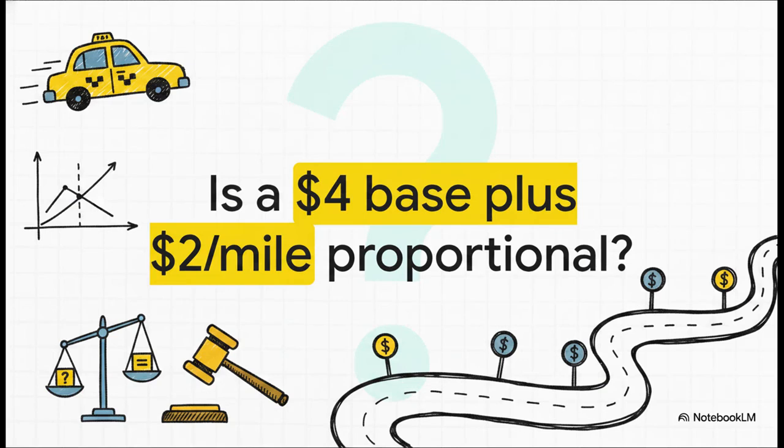Okay, let's dive in right out of the gate. We've got a suspect claim on our hands. Someone is insisting that a taxi ride with a $4 base fare plus a $2 per mile charge is a perfectly proportional relationship. But is that actually true? Well, let's get to work and find out. By the end of our explainer today, you're going to have the exact analytical tools you need to put this real-world pricing claim on trial and prove it one way or the other.